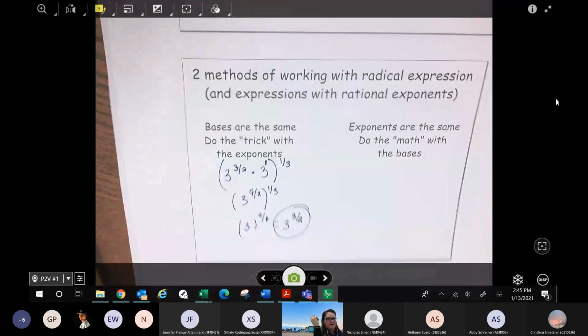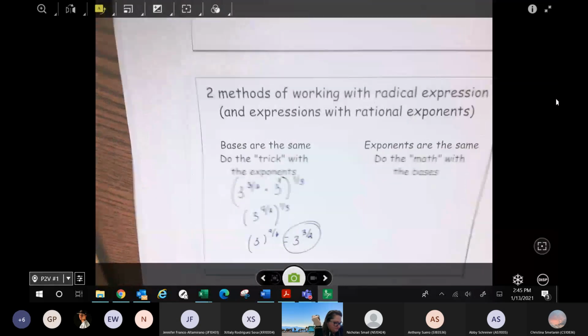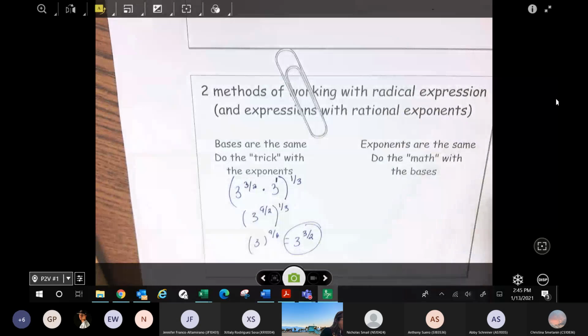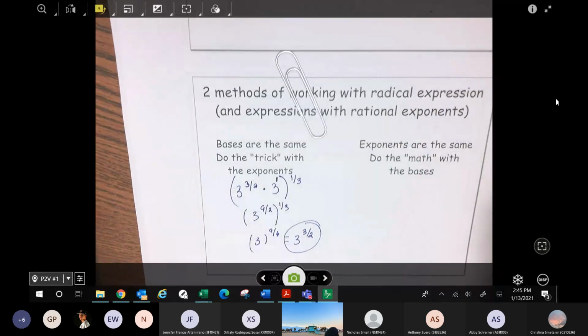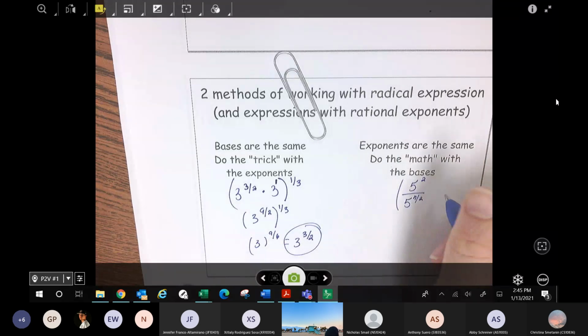Okay, that's one way to work with radical expressions. The other way, let's say we have this problem: 5 squared over 5 to the 7 halves, and number 2, all raised to the negative 1/3 power.